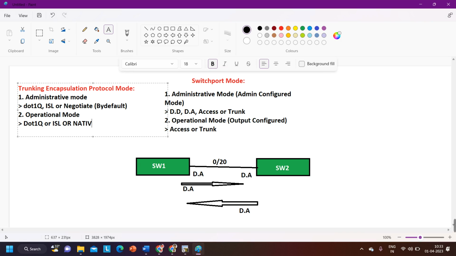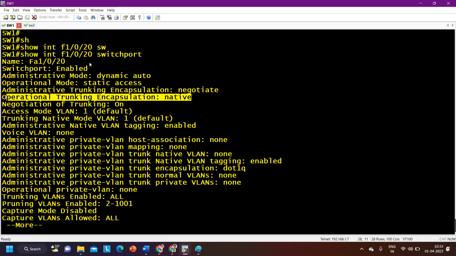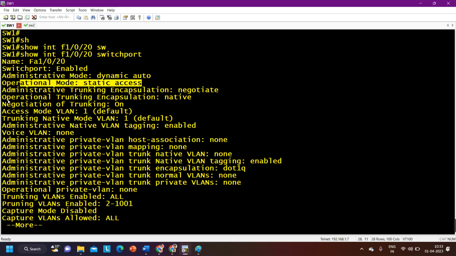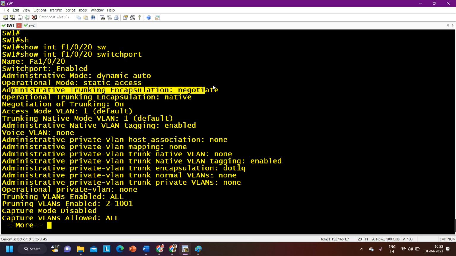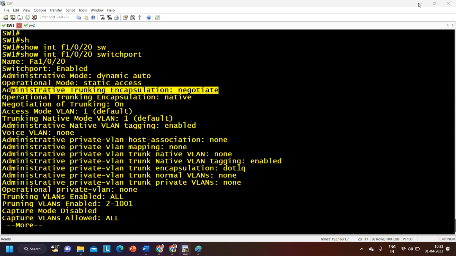It can be native. Because trunking encapsulation protocol works only on a trunk link, on an access port the trunking encapsulation operational mode will be native only, right? On a trunk it will be ISL or .1Q. So now this interface is a static access. Here you can see the operational mode is static access. So that's why it is showing operational trunking encapsulation is native, and the administrative trunking encapsulation mode is negotiate.